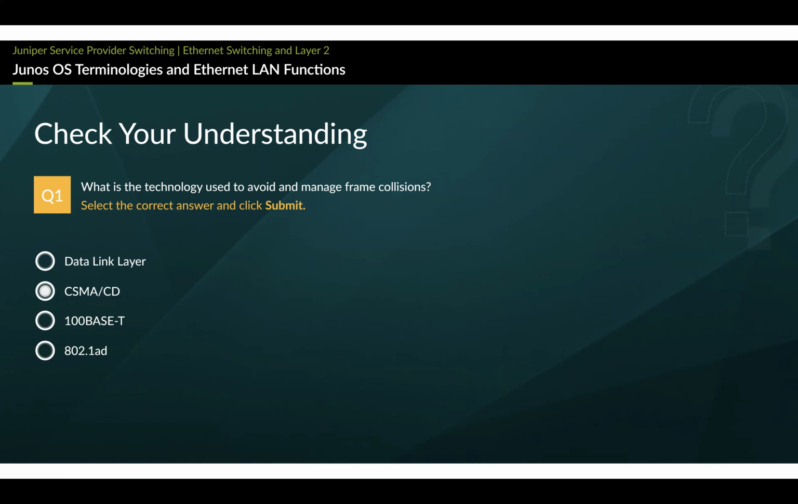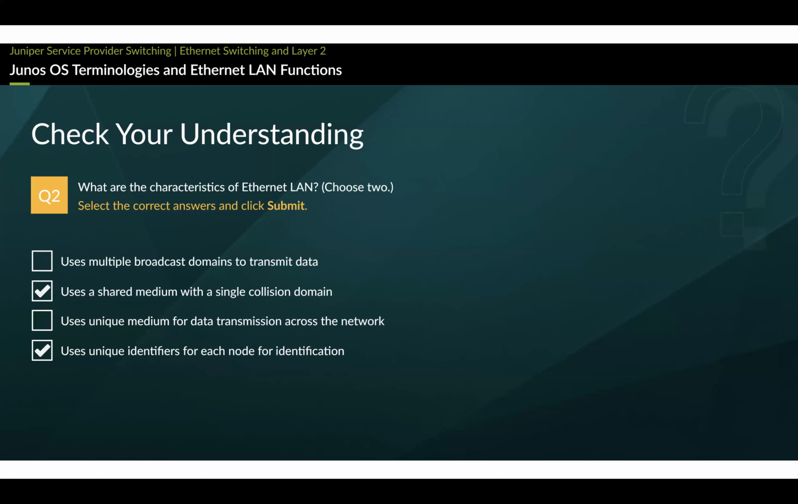So to avoid the frame collision, we use CSMA/CD. So this is not used now. We are using switching infrastructure now. Okay, and some of the industry or some of the organizations use a full layer 3 network, not using layer 2. Okay.